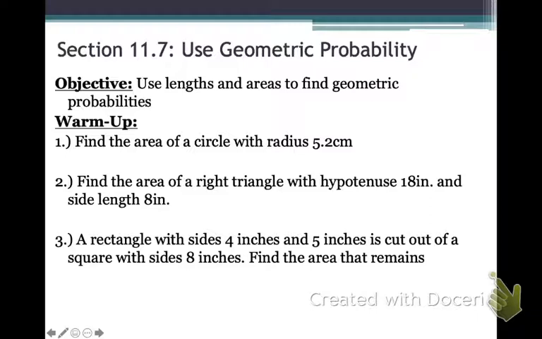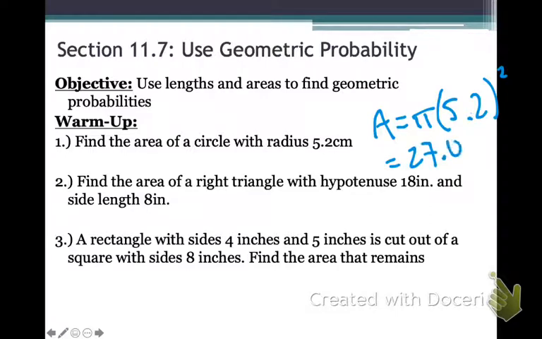All right, number 1, area of a circle. Pi times my radius squared. And that gives me 27.04 pi, if we want to leave it exact, centimeters squared.